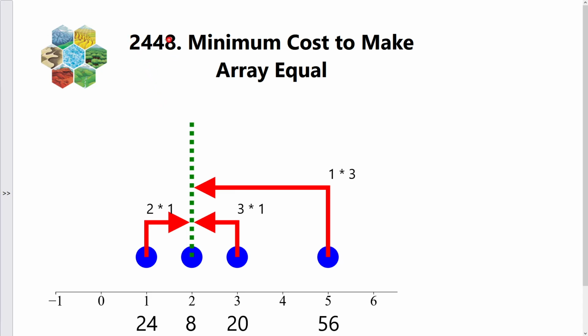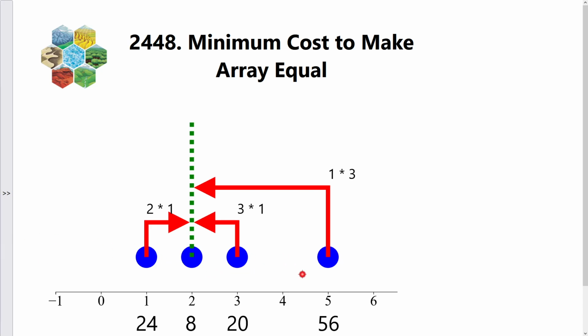We'll look at this problem, 2448, minimum cost to make array equal. In this problem, we are given two arrays. The first array is nums. I plotted them here with the blue dots. The second array is the cost. So the cost is when we move one of the blue dots, we will have a cost to move them, and the cost for each of the blue dots is different.